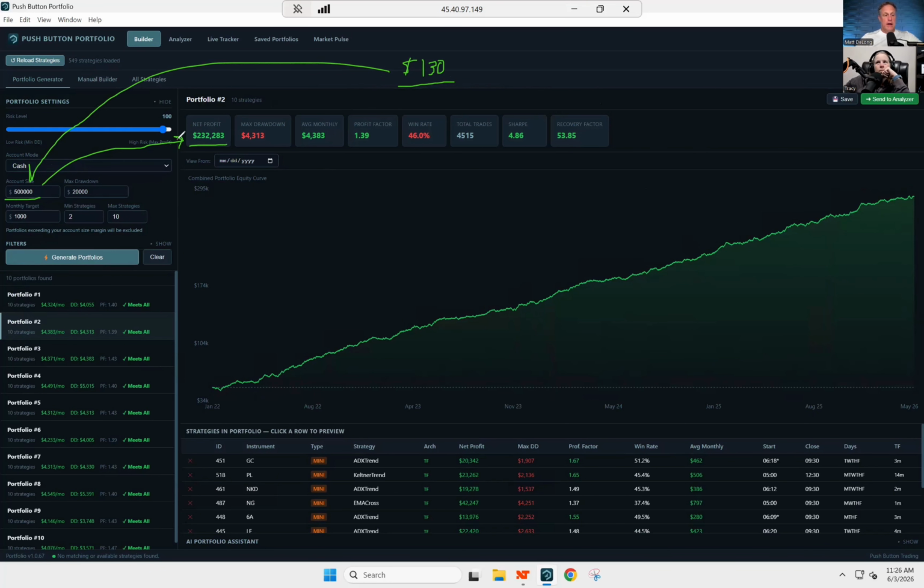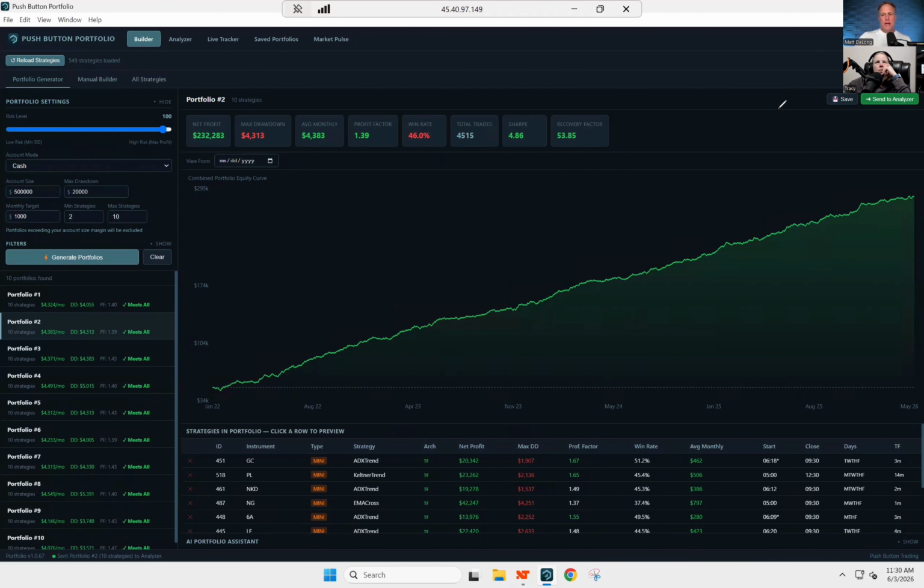And so the ratio of how much it actually grew, it's assuming it started with 50,000, but it only cost you 130. So that ratio as a percentage, 130 into 232,000, or obviously you might have multiple accounts you want to run this on, is a significantly better return than just 50,000 to 232.